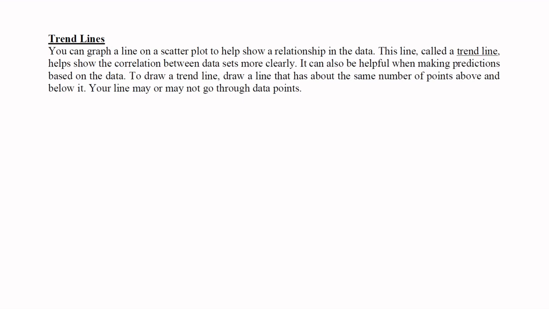You can graph a line on a scatter plot to show a relationship in the data. This line is called a trend line. It helps show the correlation between data sets more clearly. It can also be helpful when making predictions based on the data. To draw a trend line, draw a line that has about the same number of points above and below it. Your line may or may not go through all the data points.